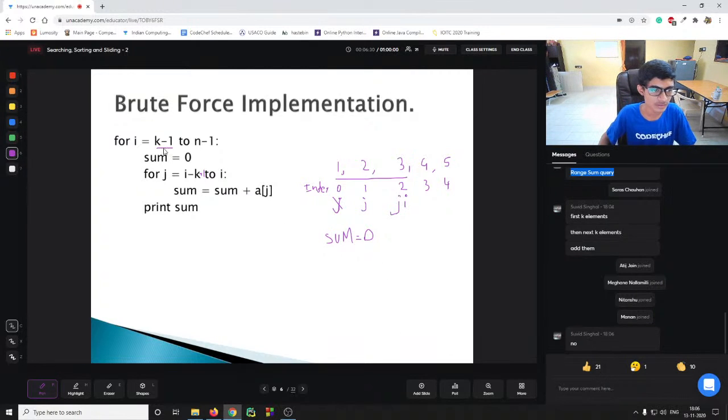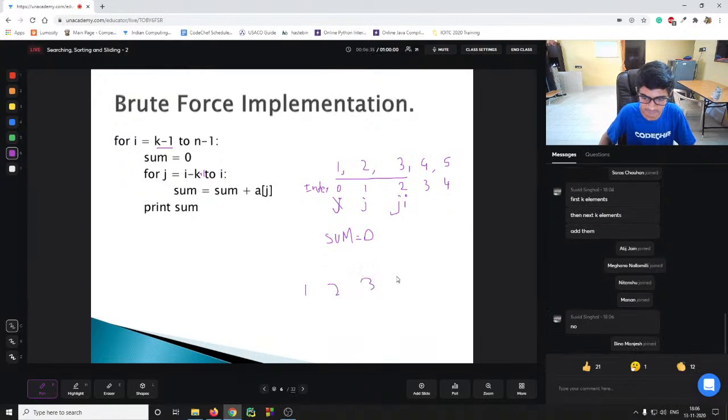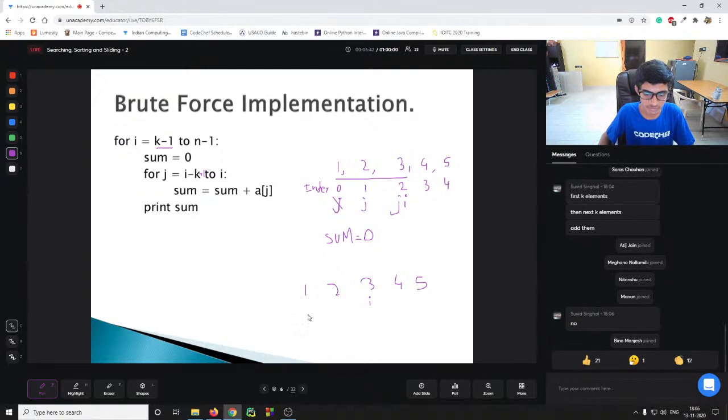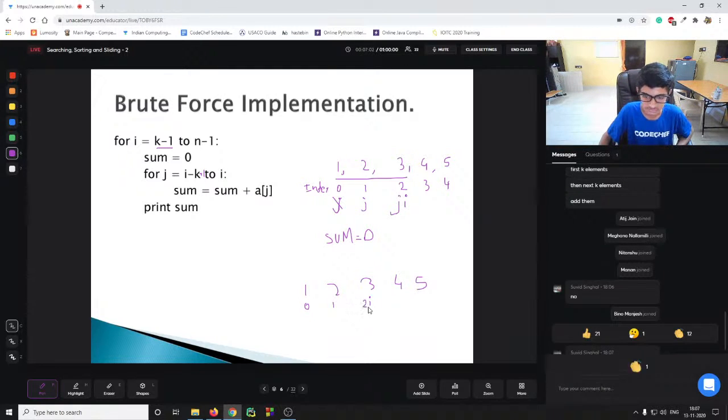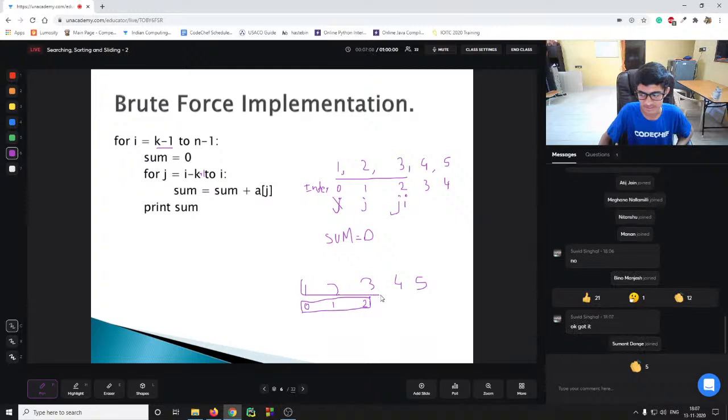So basically, we are going to be starting at index 2. So 1, 2, 3, 4, and 5. And we are going to be starting at index 2, which is this index. And then we are going to be iterating through i minus k plus 1 because we want to be at index 0. So you are at index 0 now, j is equal to 0, and j is going to be from 0 to 3. So it's going to be at index 0, index 1, and index 2. So this will take the sum of all of these three indices. So it will take 1 plus 2 plus 3.